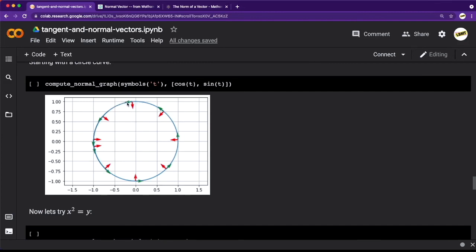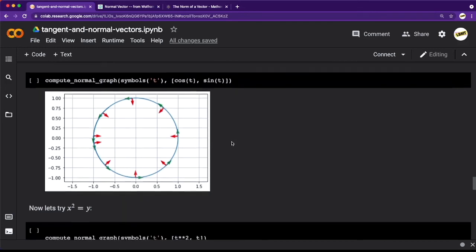And notice that the green tangent vector always goes in the direction of increasing t. That's another thing that these tangent vectors do. They go along with the increase of your parameter.